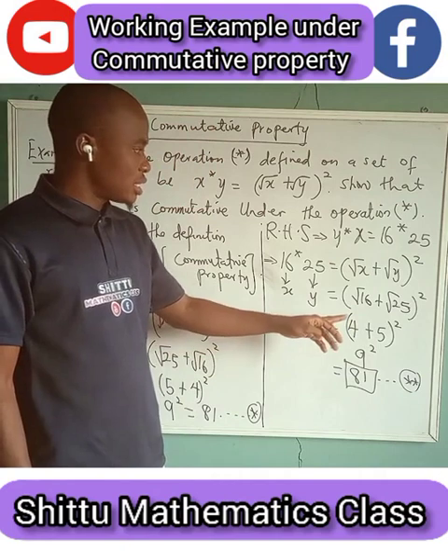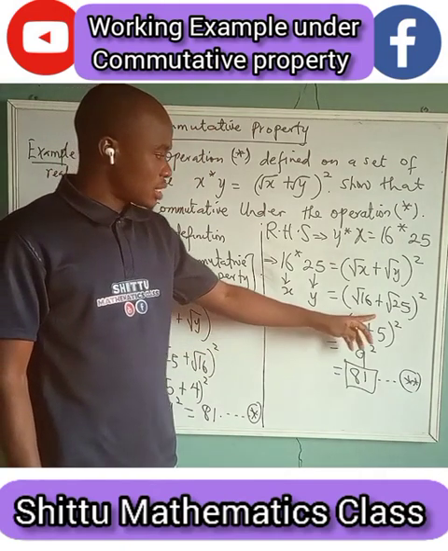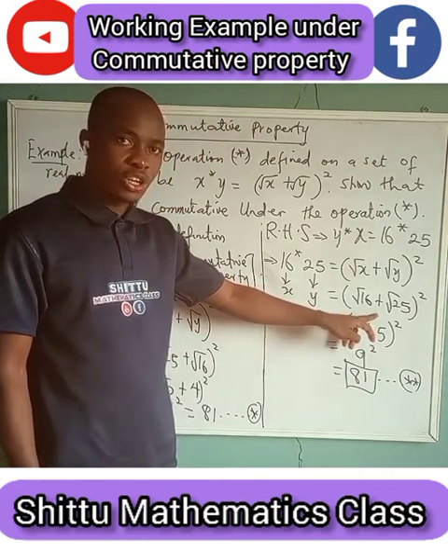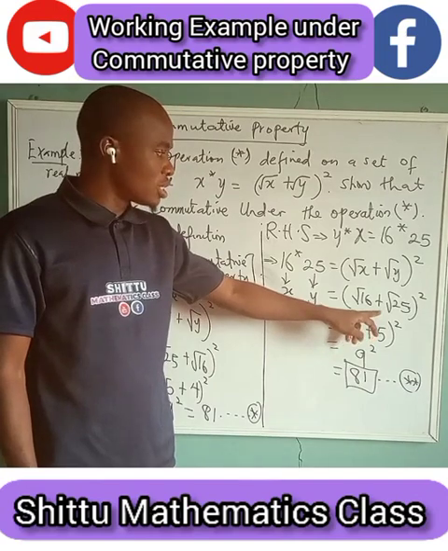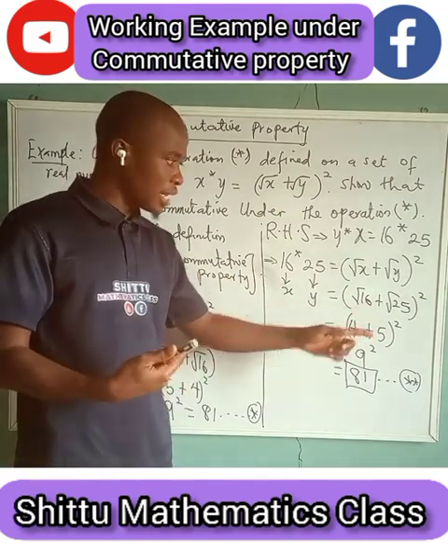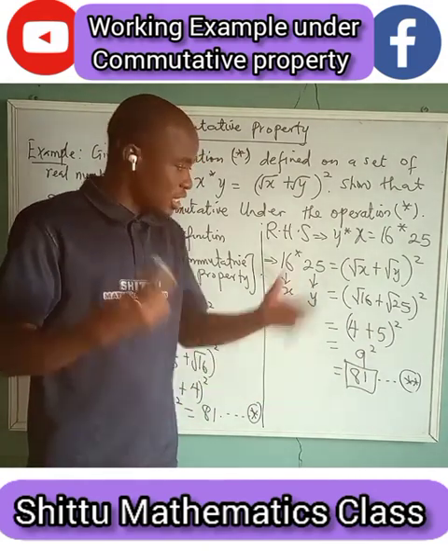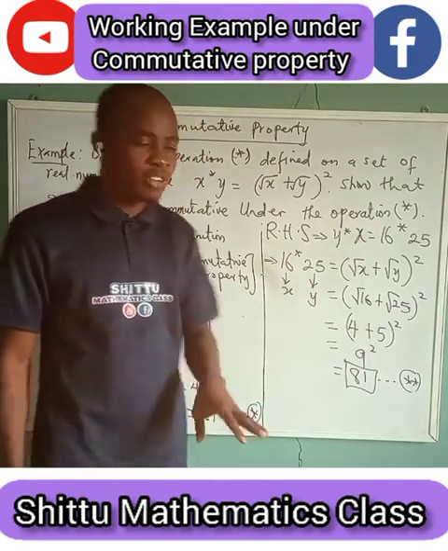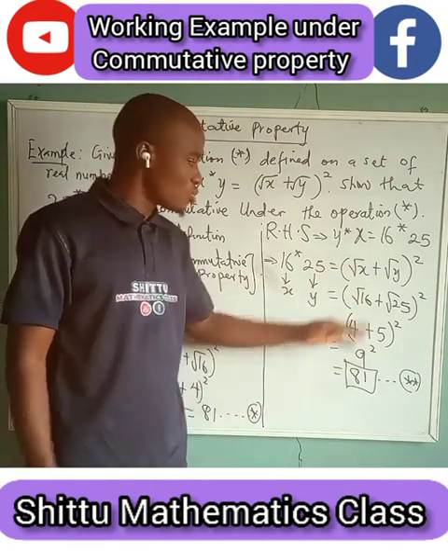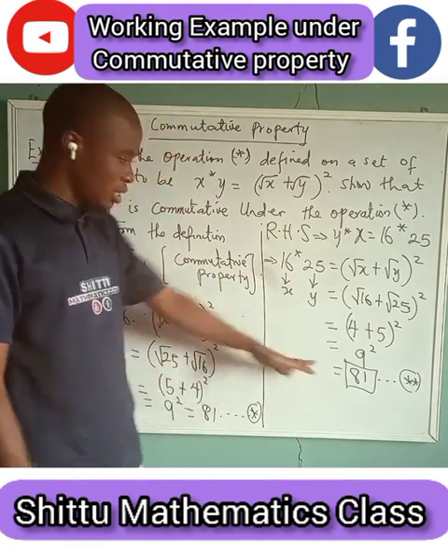We said the commutative is always basic operations like addition and multiplication. They are always commutative. It's because of this addition that we have this to be this.